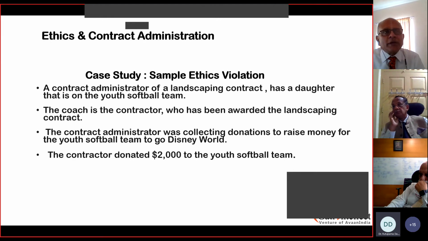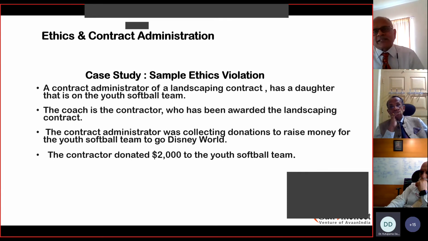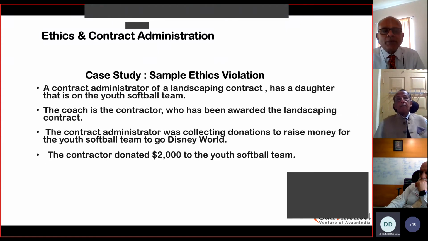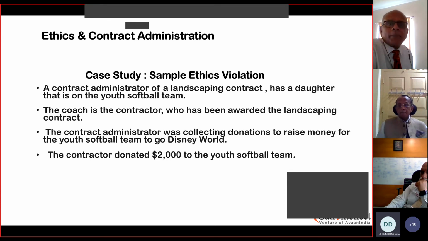What does the contractor do here, if you look at it? The contractor, because he or she wants to curry favor to get into the landscaping contract, maybe for the next 6 months or for a year or for a longer period of time, donates a substantial amount of money to the softball team so that an obligation, a reciprocity, can come inside, an obligation that the administrator will have to facilitate in the future. This, in my opinion, is a clear violation of ethics.